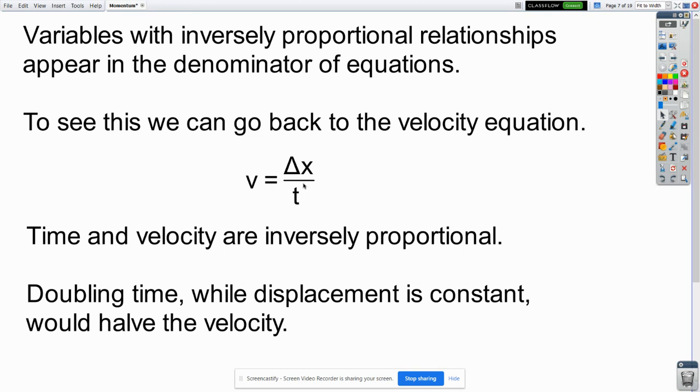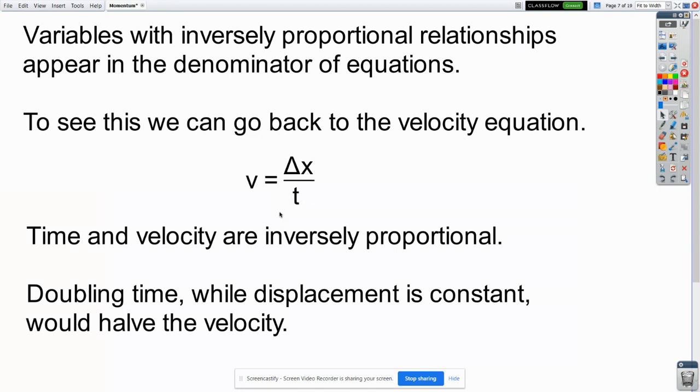So we go back to the velocity equation, and we want to understand how velocity is affected by displacement and time. Because displacement is in the numerator, I know displacement and velocity are directly proportional. If time stays constant and I double the displacement, that would double the velocity. Again, with directly proportional relationships, the variables are in the numerator. And that relationship does go across the equal sign. It's telling you how these two things are related to velocity. So displacement and velocity are directly proportional.